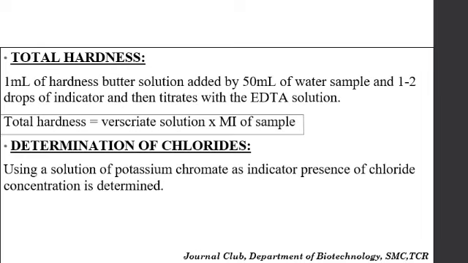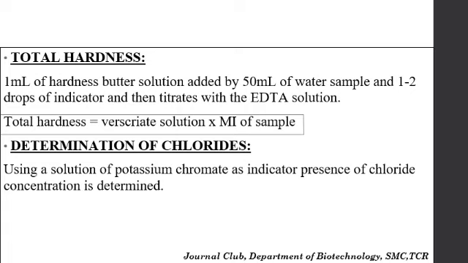Total hardness. 1 ml of hardness buffer solution was added to a 50 ml of water sample, followed by addition of 1 to 2 drops of indicator. Then the solution is titrated against an EDTA solution from a burette. Endpoint reddish to blue color. Therefore, it can be calculated by a formula, that is total hardness is equal to the volume of EDTA solution used multiplied by the factor, divided by ml of the sample.